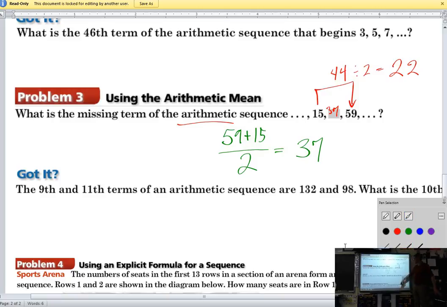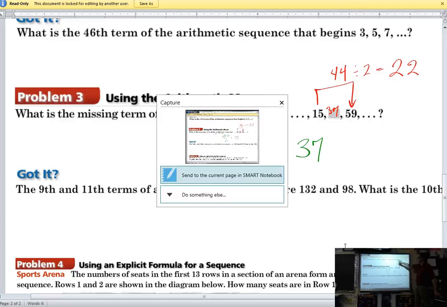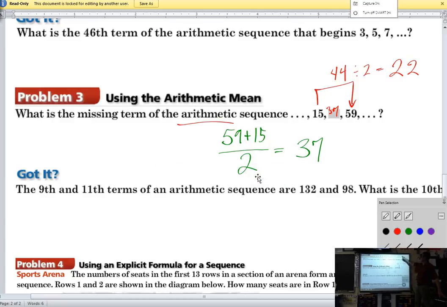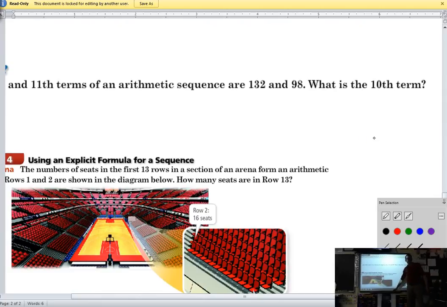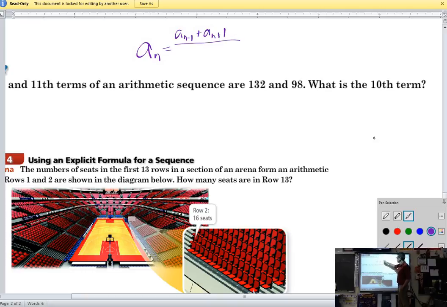9th and 11th terms. So we know the next door neighbors of the 10th term, because we know 9th term and 11th term. So use the arithmetic mean strategy. And if you want a formal definition, it would be a sub n equals a sub n minus 1 plus a sub n plus 1. That one's a little big. Divided by 2. If you want a formal what we're doing here.